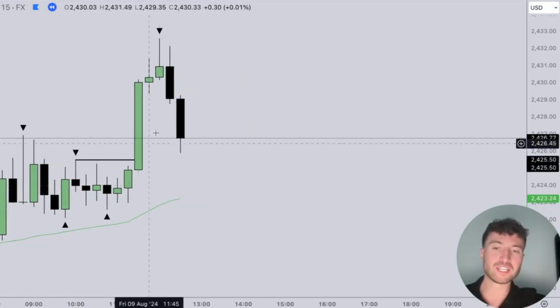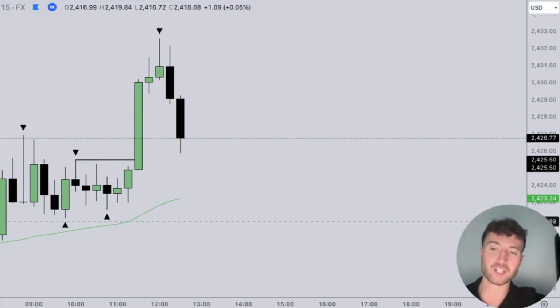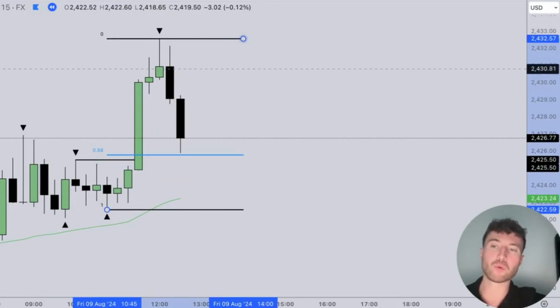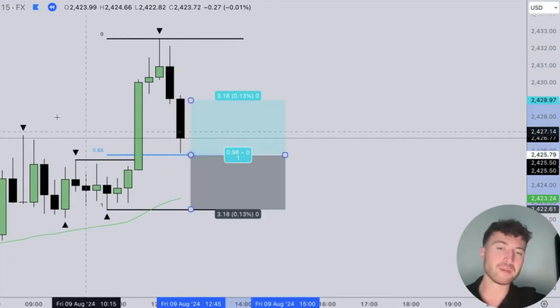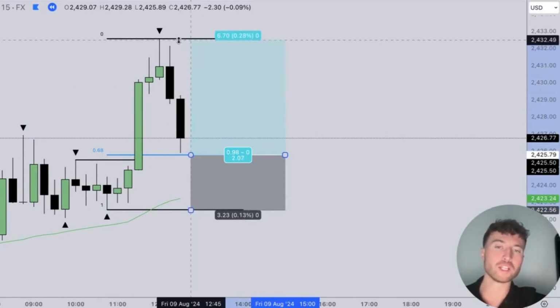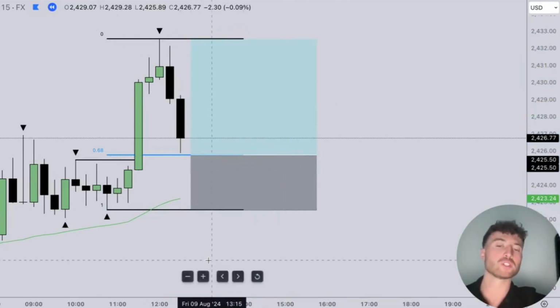So we've seen this impulsive move to the upside. What we can do is draw our Fibonacci from swing low to swing high, and we're looking for price to come back into our retracement area. So we've got a limit order set on that area there. Stop loss goes at the swing low here, target up at the range highs. Okay, around a 1 to 2 risk to reward.